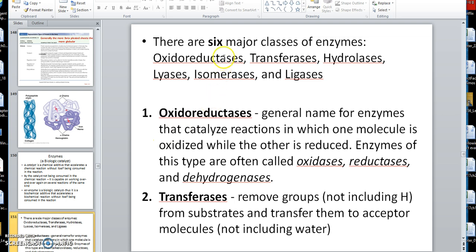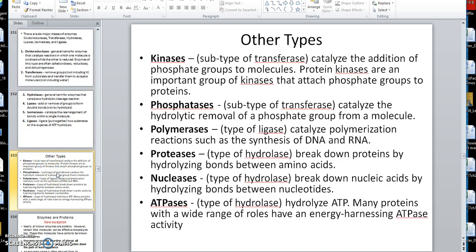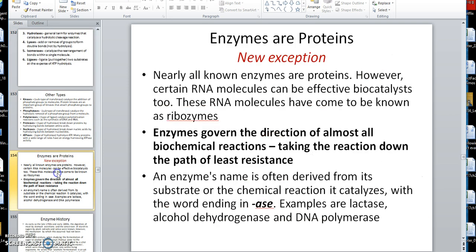Now, a commonality is that anytime you see A-S-E on the end of some chemical in biochemistry, it means enzyme. So A-S-E says automatically it's an enzyme. That's a generic thing, so that you'll know. Okay? Your types of enzymes, again, I'm not interested.